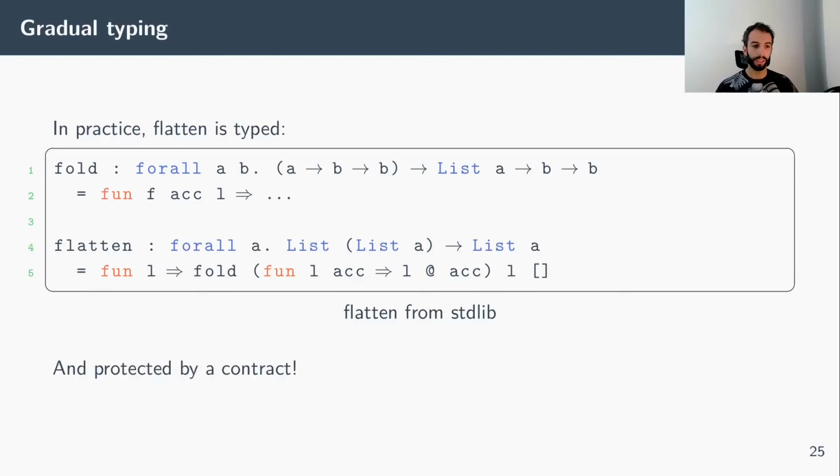And actually, since you can write untyped code in Nickel, the interpreter automatically inserts a contract to protect flatten, because even if flatten is typed, maybe somebody else can still call flatten with the wrong argument we saw before. And so the interpreter automatically inserts an appropriate contract to protect flatten. It's called sound gradual typing.